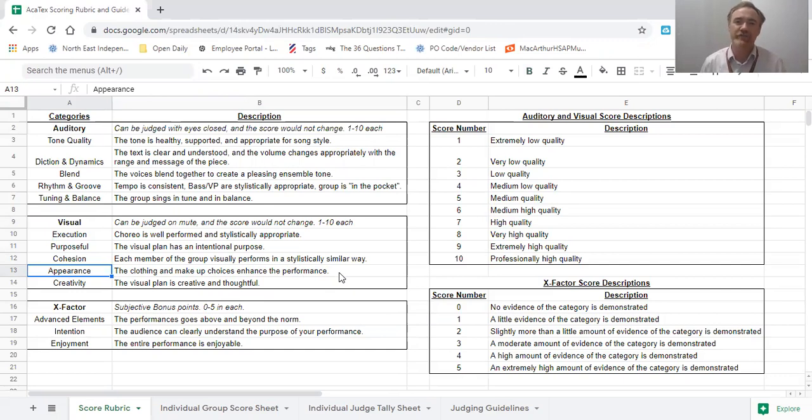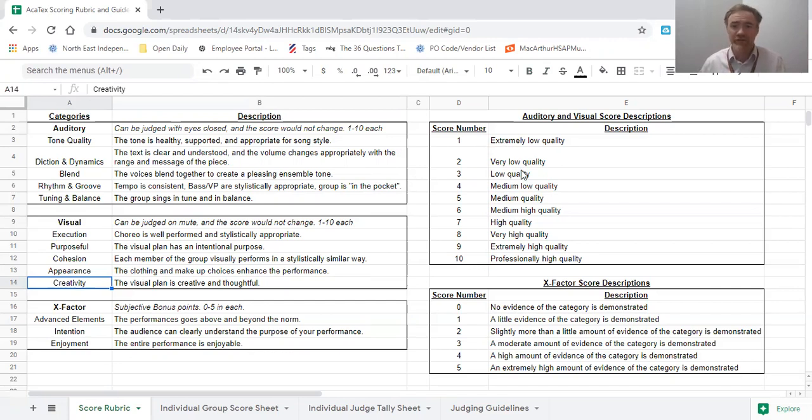It does not have to be the flashiest outfits or the most expensive outfits, just that you can tell that the group made their clothing and makeup options important. Creativity. Does the visual plan have a creative and thoughtful idea? Or again, is it just them hanging out on stage? These would also be the 1 through 10 scoring.